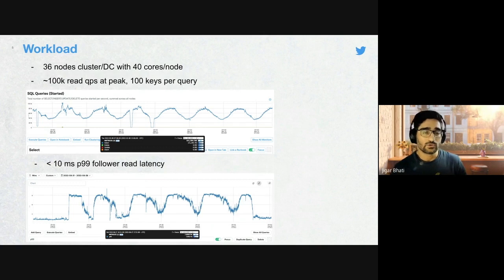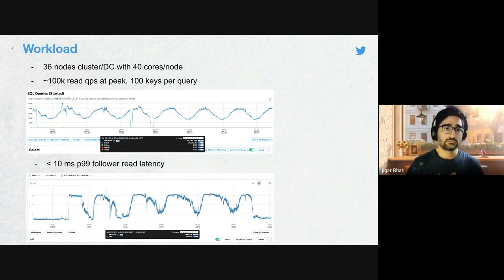Now let's talk a bit about workload, and then we'll talk about the challenges and the learnings that we got out of it. So in terms of workload, since this is a read-heavy use case, we are talking about almost 100k QPS in terms of read at peak, and each query is 100 keys per query. And the entire cluster is set up with 36 nodes per data center, and each node has 40 cores allocated to itself and the associated memory and disk capacity. But the cores are the main aspect of it. And in terms of latency, we are mostly concerned about the follower read latency in this case, and we were able to achieve less than 10 millisecond P99 follower read latency.